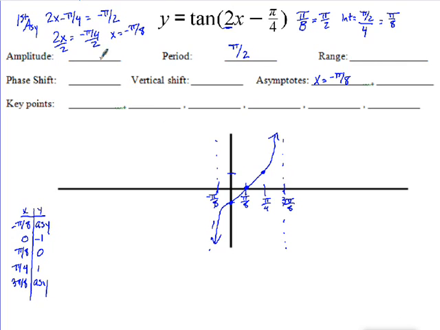Okay, and then key characteristics. Amplitude doesn't apply to tangent. Range is all real numbers. Now phase shift. For sine and cosine, we said that the phase shift was the first key point. For tangent, that doesn't work, because the phase shift is actually how far we move from the parent function. Because sine and cosine start at 0, wherever they move to is also how far you move.